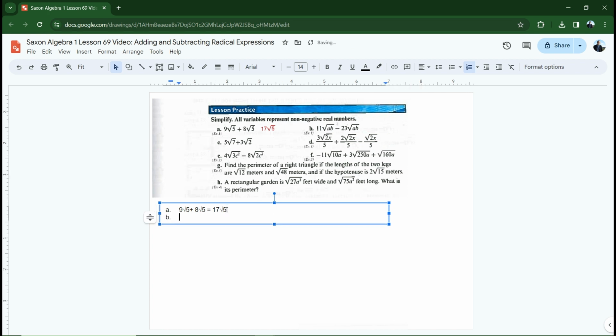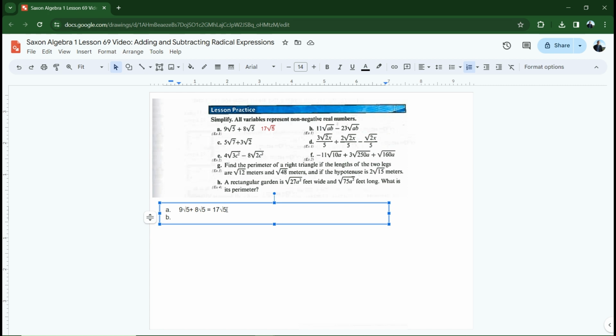In letter B, we have 11 times the square root of AB minus 23 times the square root of AB. Doesn't matter that there's variables under the radical. I can't do anything with the variables under the radical. I cannot simplify because neither of them are squared. So I just have to treat them like a variable, like I would any variable.